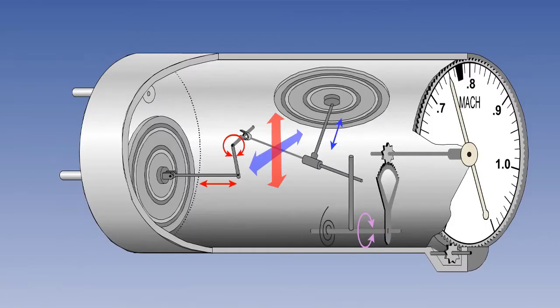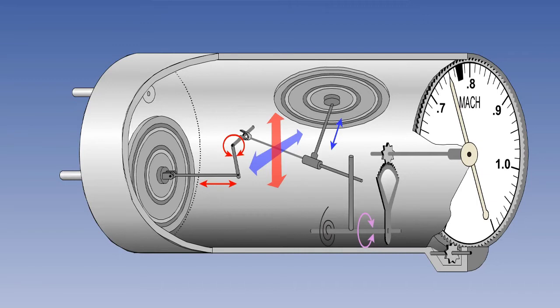The purpose of the Machmeter is to display the aircraft's true airspeed, or TAS, as a proportion or ratio of the local speed of sound. So let us now look at the Machmeter, starting with the principle of its operation.